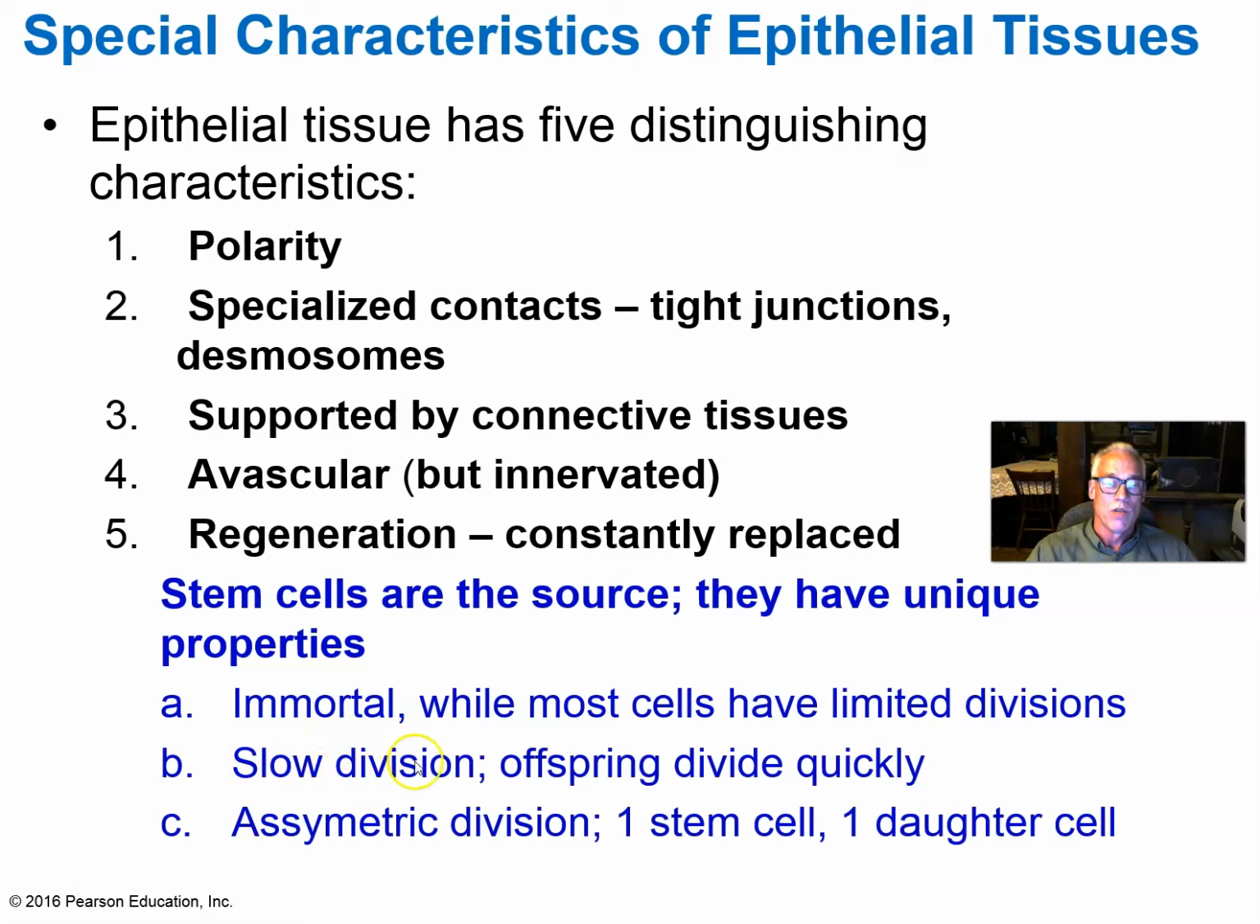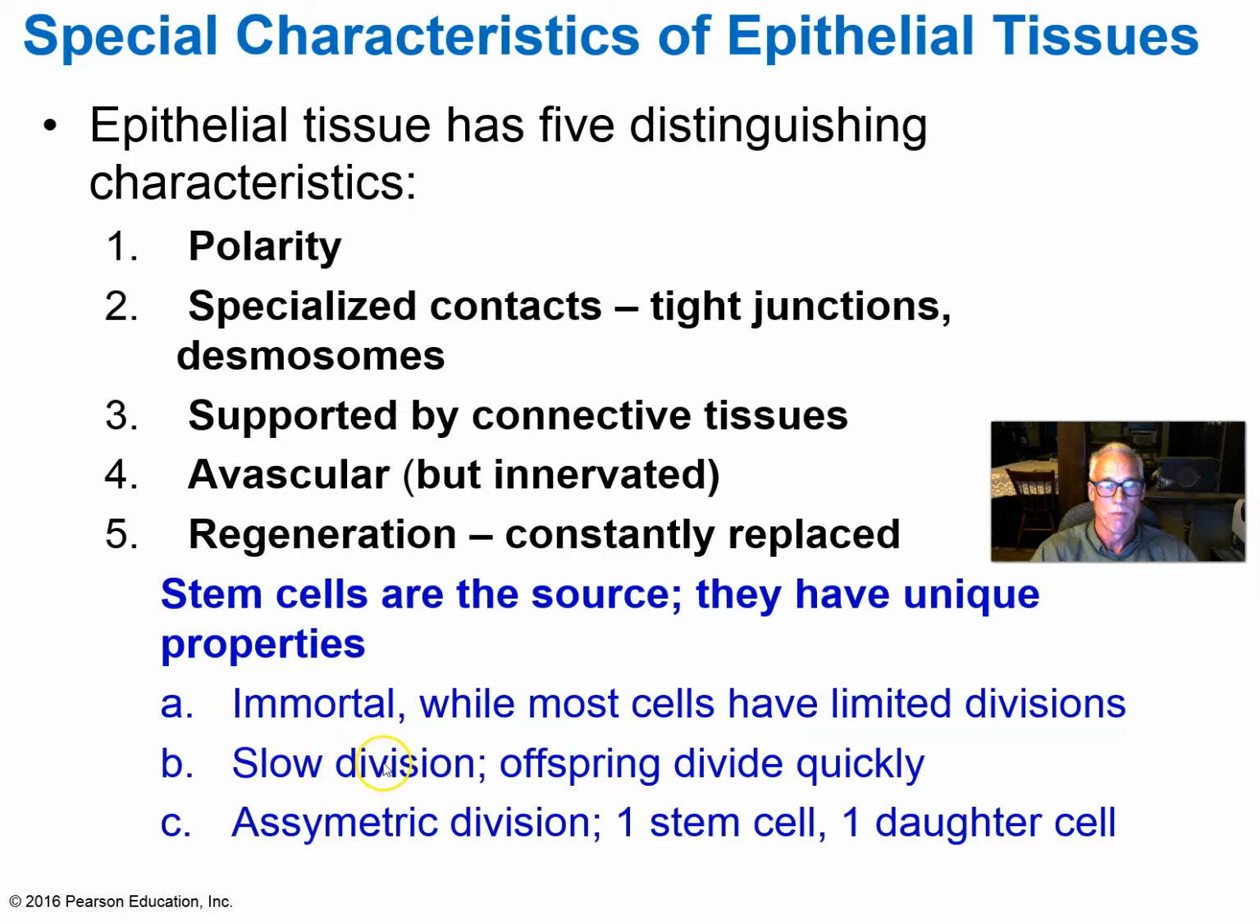Stem cells divide only occasionally, and they divide by asymmetrical division, as we'll see, but the daughter cells that actually give rise to all the epithelial cells that we're going to need divide very quickly and can provide a lot of cells to fill in a void or to replace a normally replaced, regenerated epithelium, but the stem cells themselves only divide occasionally.